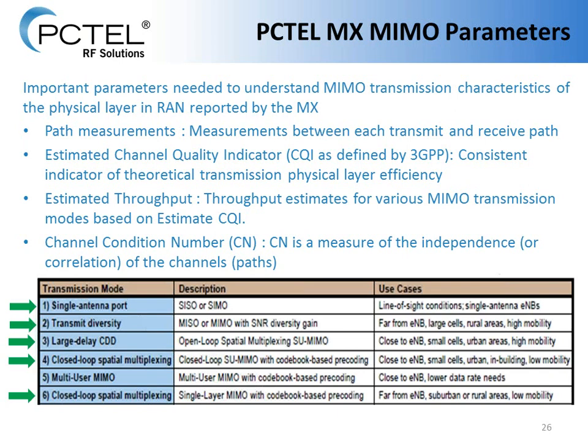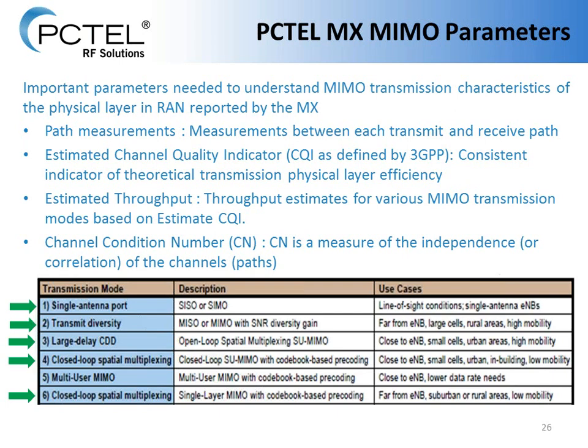There's also what's called estimated channel quality indicator, CQI. This is defined by 3GPP. But what this is, it's a consistent indicator of the theoretical transmission physical layer efficiency. And then we have estimated throughput. You provide an estimate for each of the various MIMO transmission modes, and this is based on the estimated CQI. So based on the CQI number that you are able to measure, you can calculate the throughput estimates based on what that CQI value is.